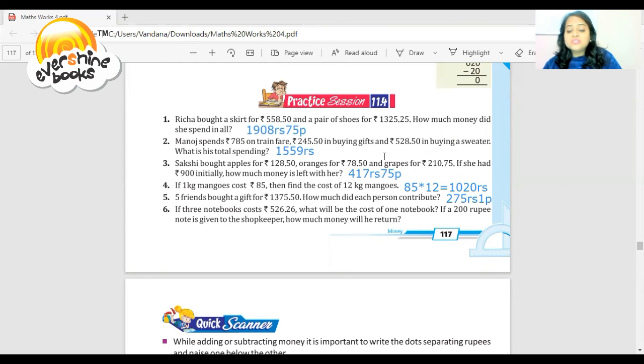Okay. Now students, it's a very interesting word problem. So just do the 6 sums in your notebook by yourself.